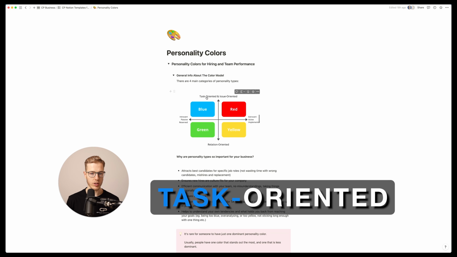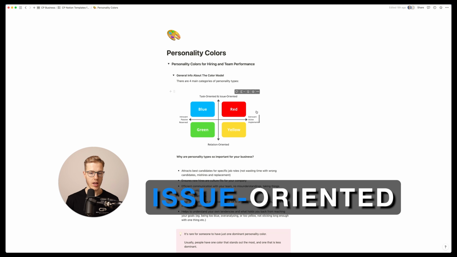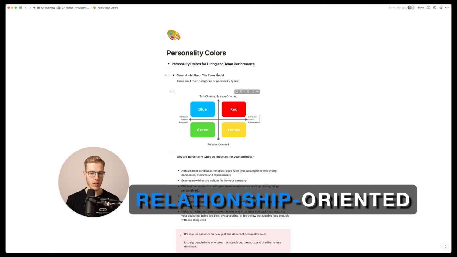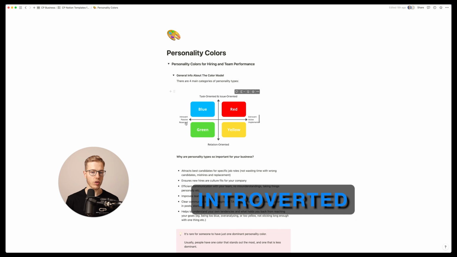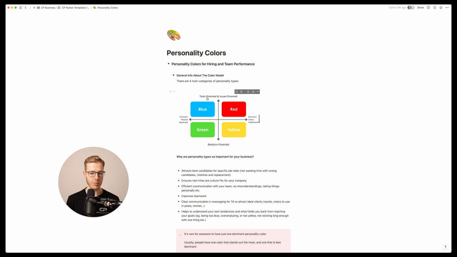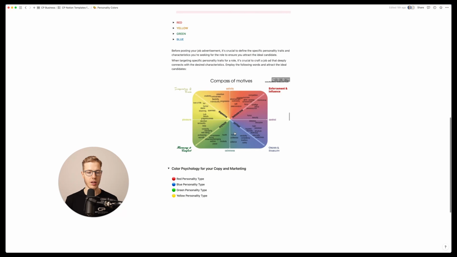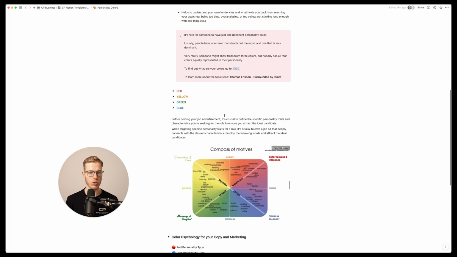You have people that are more task-oriented or issue-oriented, and people that are more relationship-oriented. And then you have people here on the x-axis which are either extroverted, active implementer, or they're more introvert, passive, reserved. And this then brings up the 4 main colors. So people task and extroverted are red, people which are blue are task but more introverted, and relation-oriented and introverted are green, and extroverted and relation are yellow. And this then makes up this whole combination we go to in a second.